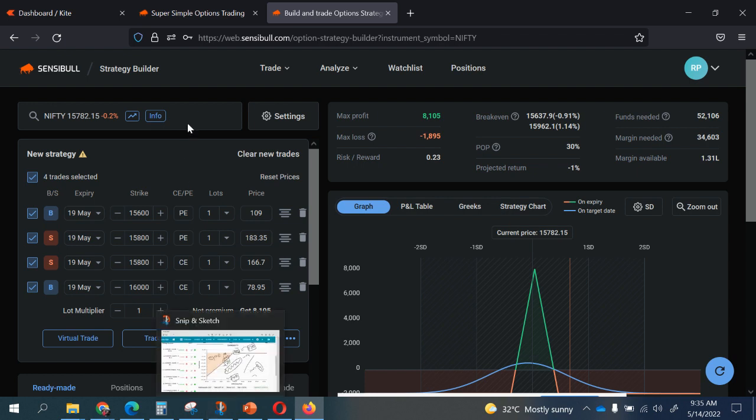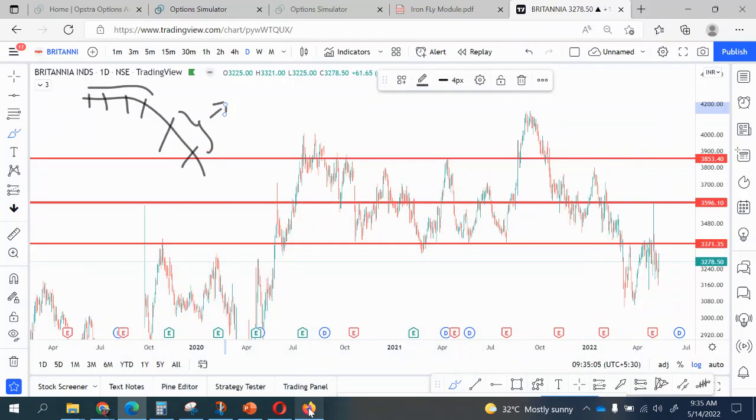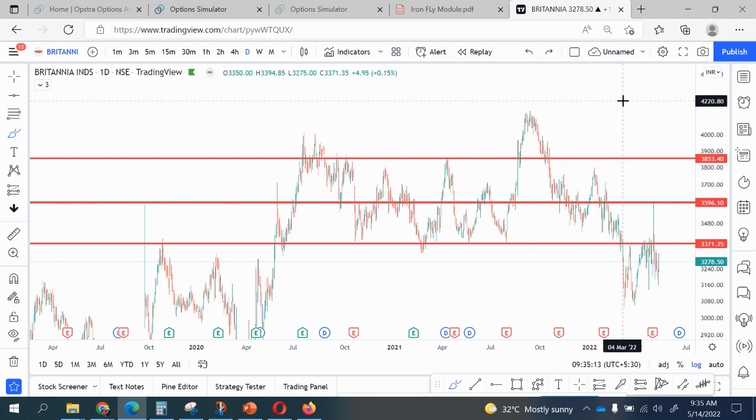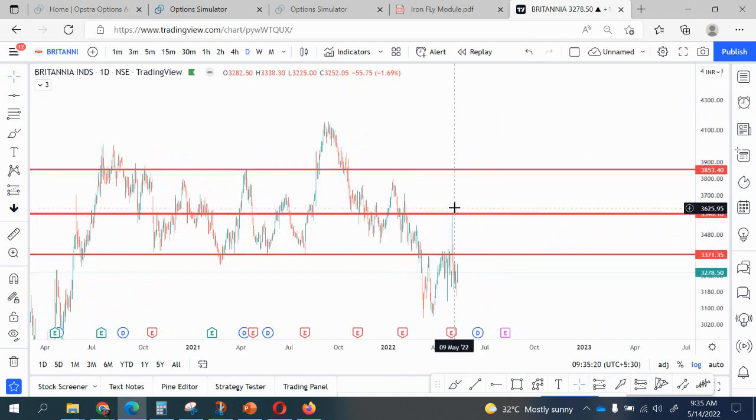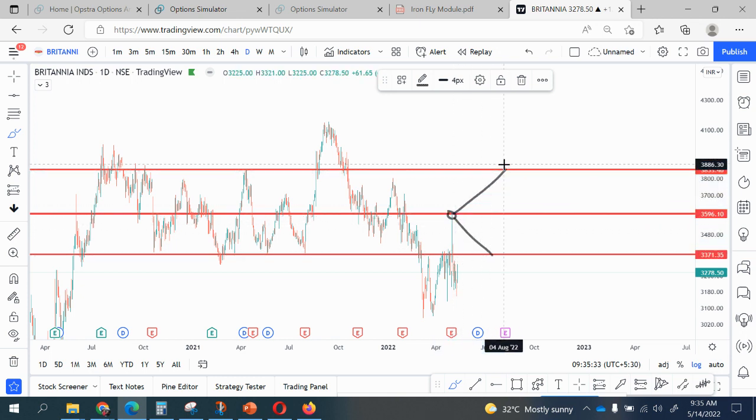All right. And now, how to deploy the iron fly? We have already seen how to deploy the iron fly. I'll show you in terms of the graph. Give me one minute. So let's say, as we have already discussed, your market stands here. This is your current market. This is the best potential way for us to go for Ironfly, because the market can come down or the market can go up. It might take a resistance here, it might take a support here. So this is your Ironfly.